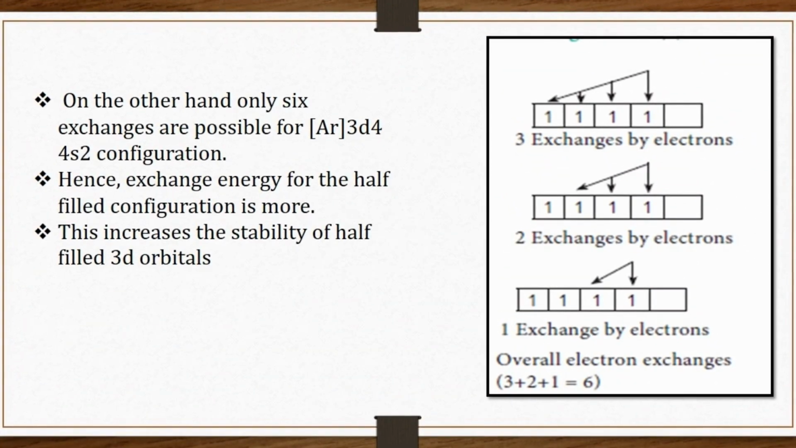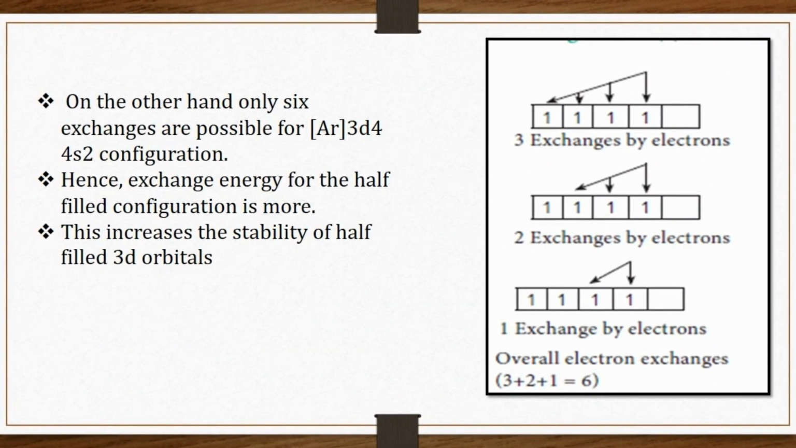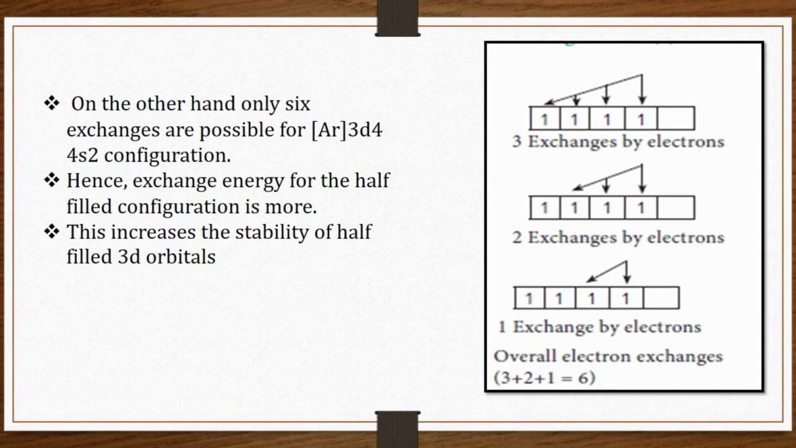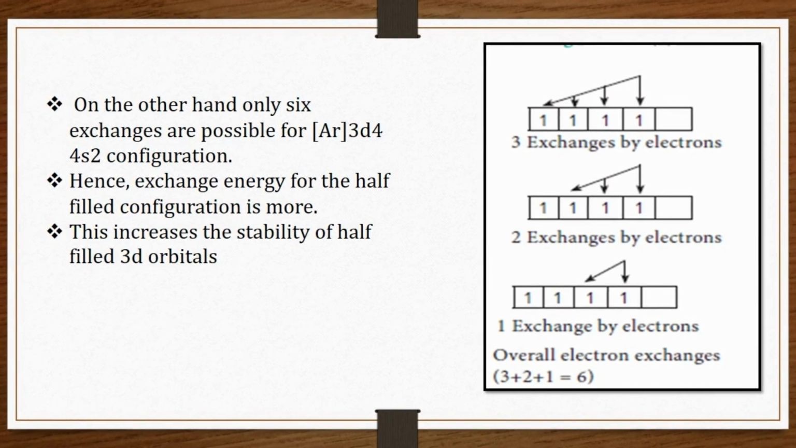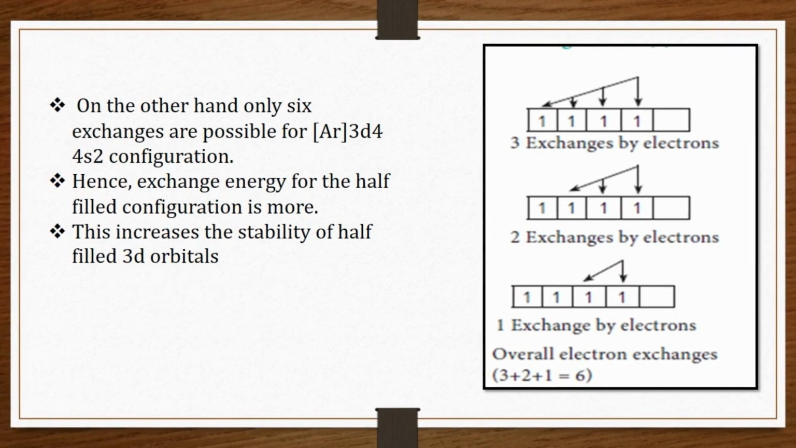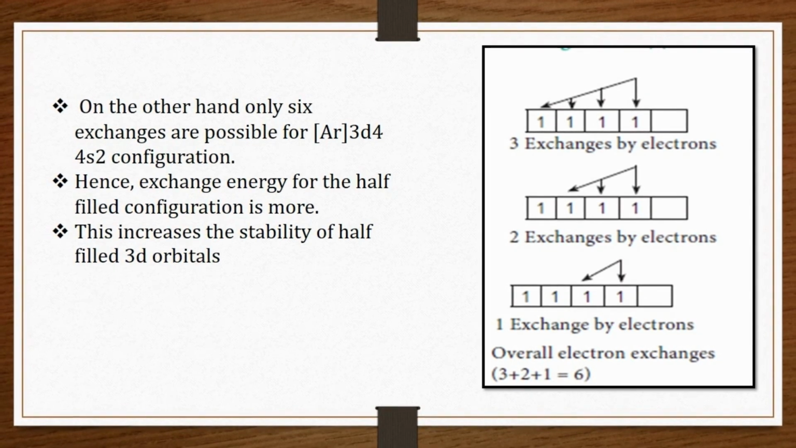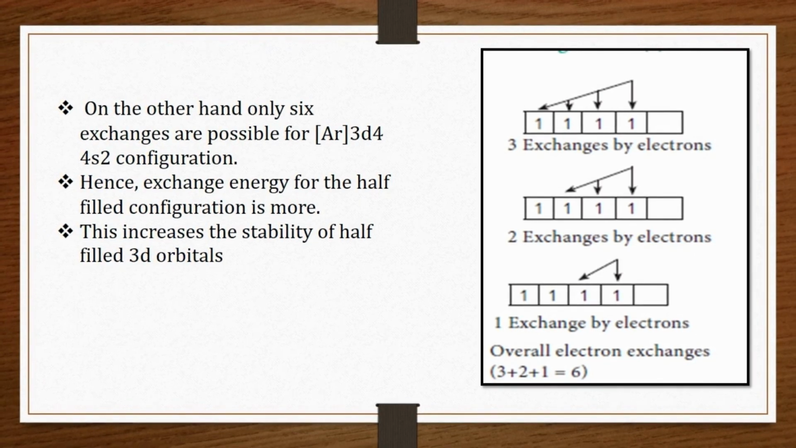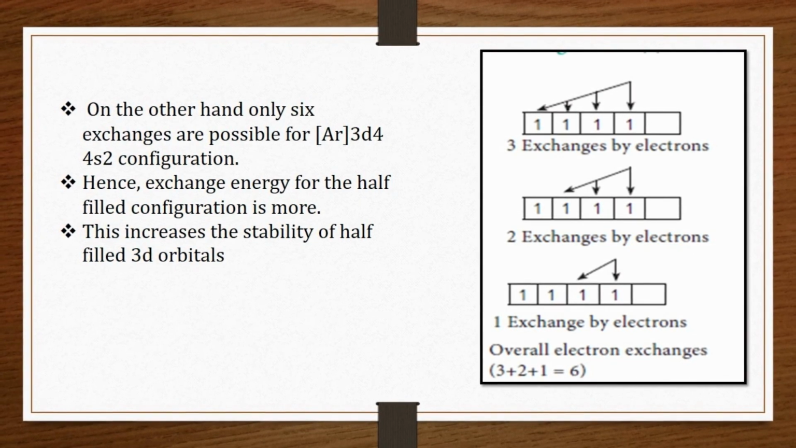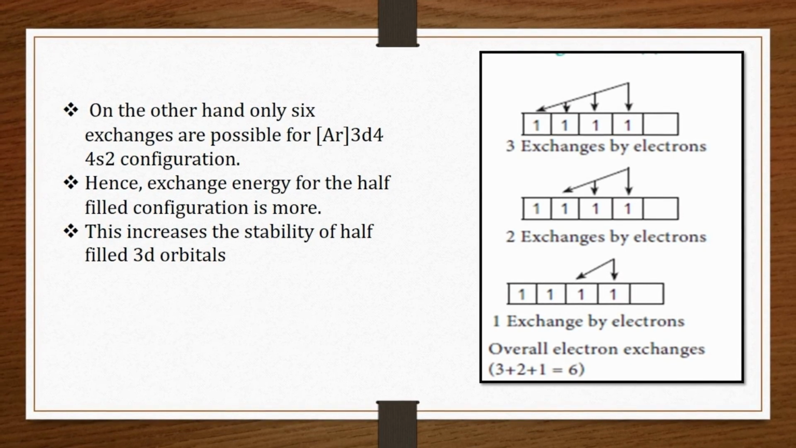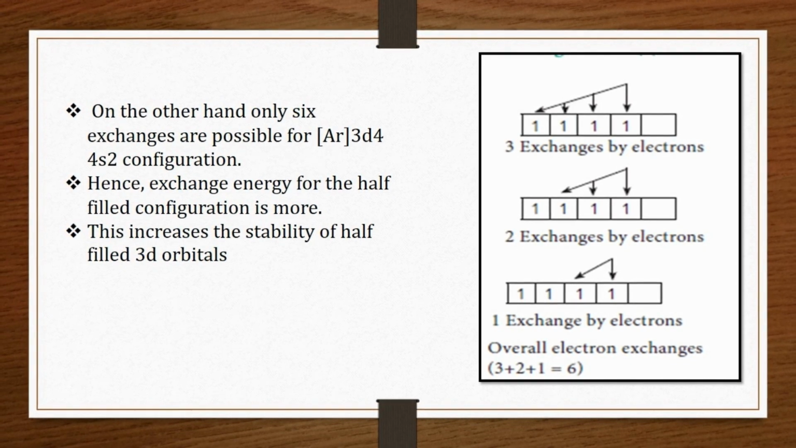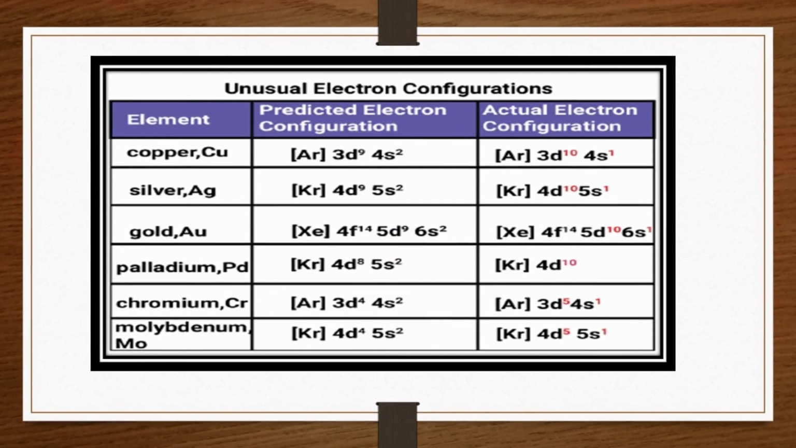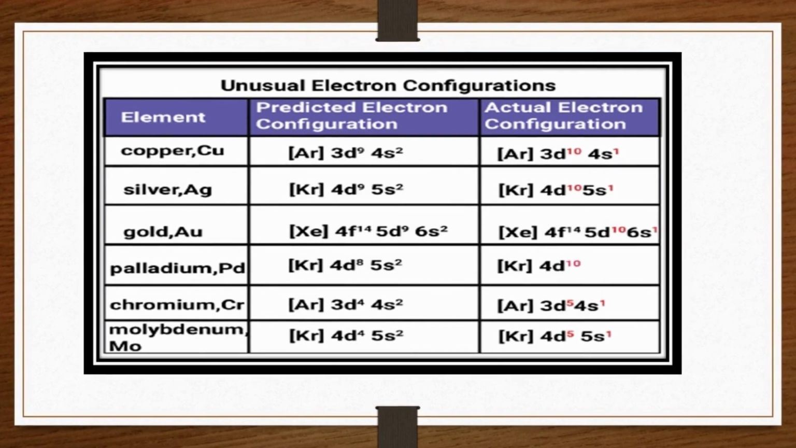Similarly, in the case of copper, if one electron moves from 4s to 3d, then one orbital is half filled and another orbital is completely filled. So the electronic configuration of copper will be 1s2, 2s2, 2p6, 3s2, 3p6, 4s1, 3d10. And this configuration makes copper more stable. Here you have a list of some elements showing exceptional electronic configurations.